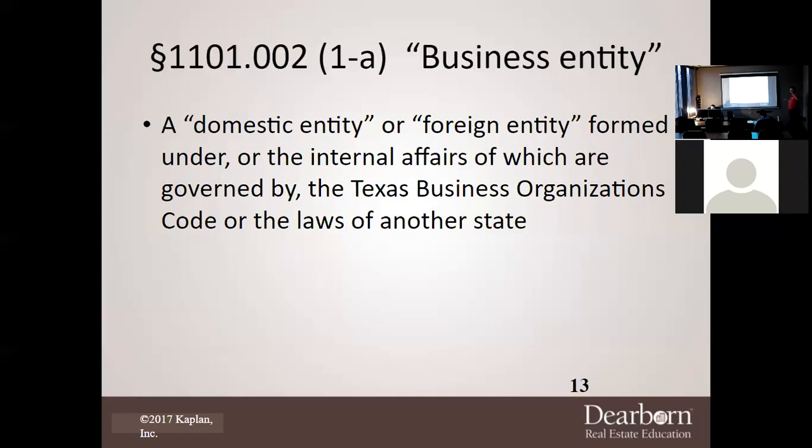Yes. Yep. See, a lot of people, and Travis, that's the normal thing that everybody does, is they assume foreign means outside of the United States. Okay? In reality, it just means anything that's outside of Texas. So if Mr. Eugene, you go open a business in Oklahoma, you're a foreign entity. You're not part of the state of Texas. While in Texas, we call it a domestic entity. It's in the state. And it's formed under or for the internal affairs of which are governed by the Texas Business Organizations Code or the laws of another state. Okay?